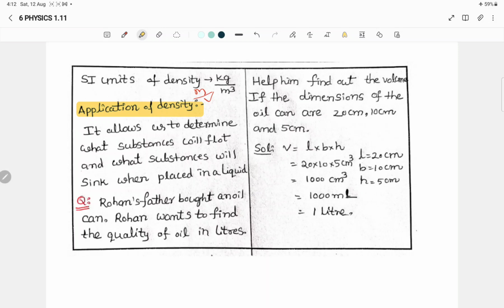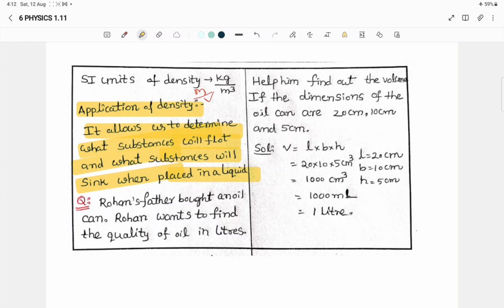Now applications of density in our daily situations. So many times we observe density. For example, it allows us to determine what substance will float and what substance will sink when placed in a liquid. For example, I am taking water. The density of water is 1. When the object's density is greater than 1, means greater than the density of water, the object will automatically sink in the water.